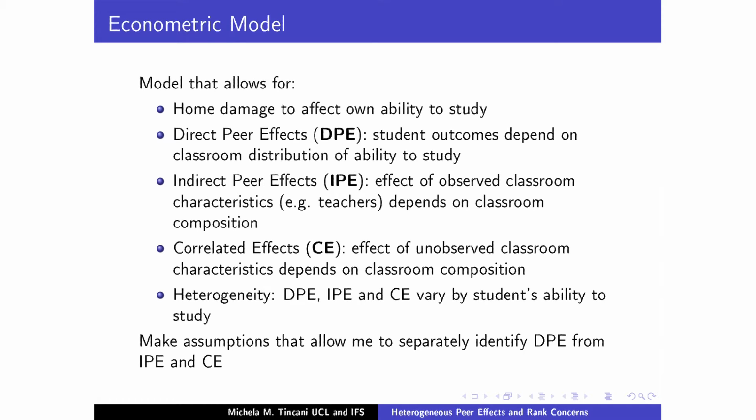Moreover, as I said earlier, I'm really interested in estimating heterogeneous peer effects. So I will allow the model to be as general as possible. I will allow all three of these effects to be heterogeneous. So they will vary by a student's ability to study. And then I'll make assumptions that will allow me to separately identify direct peer effect from indirect peer effect and from correlated effect. And hopefully I'll convince you the assumptions are reasonable.